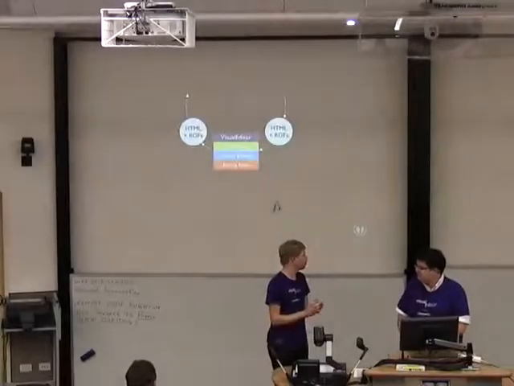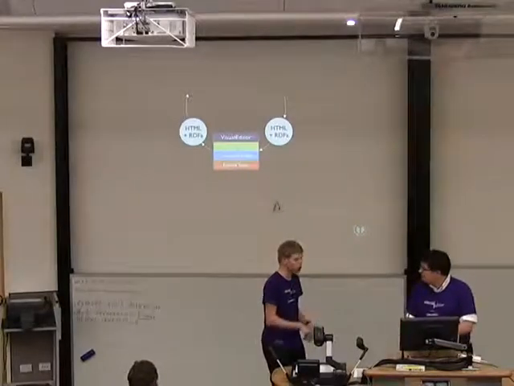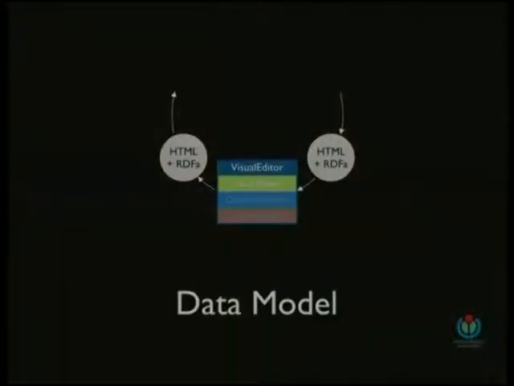So let's talk about some technical details. VisualEditor is made up of 3 main layers that manipulate the HTML coming in and going out. I'm going to discuss the first 2, and James is going to discuss the latter.